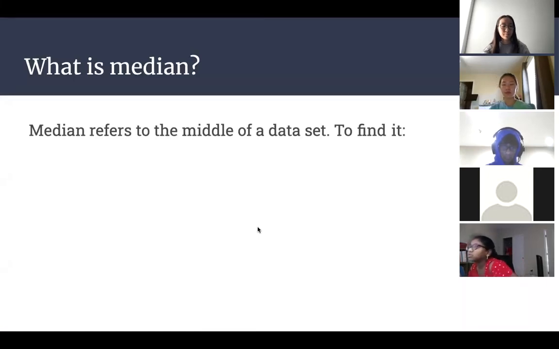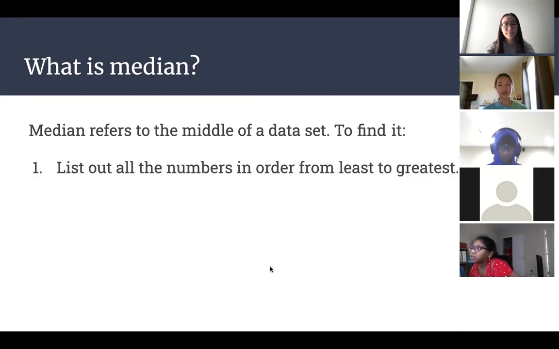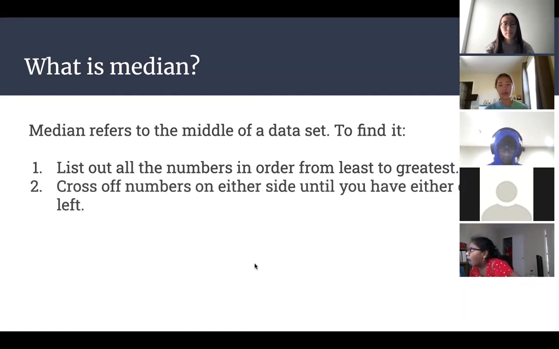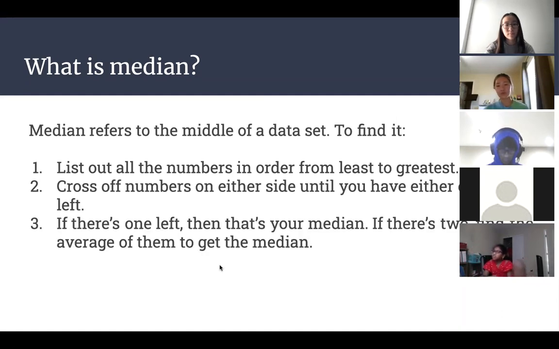So next we're going to look at median, and median refers to the middle of a data set. So to find it, you first have to sort the numbers in order from least to greatest. Then you cross off numbers on each side until you have either 1 or 2 left, and those are your middle numbers. So if there's 1 left, then that number is your median. But if there's 2, you have to find the average of those 2 numbers to get your median.